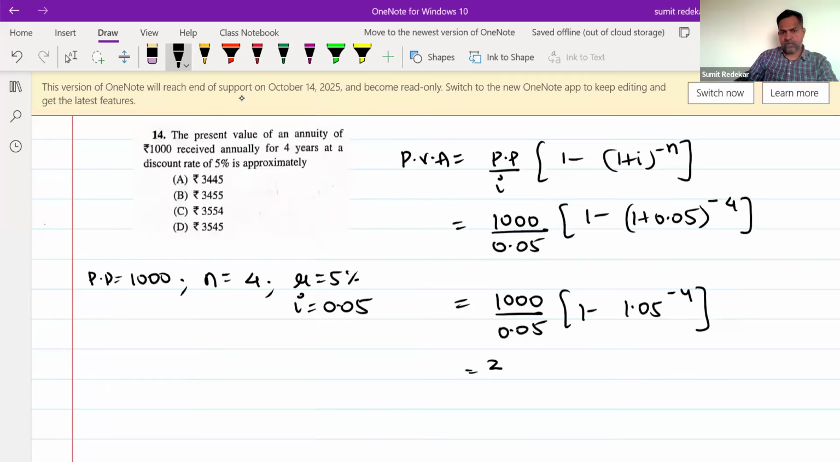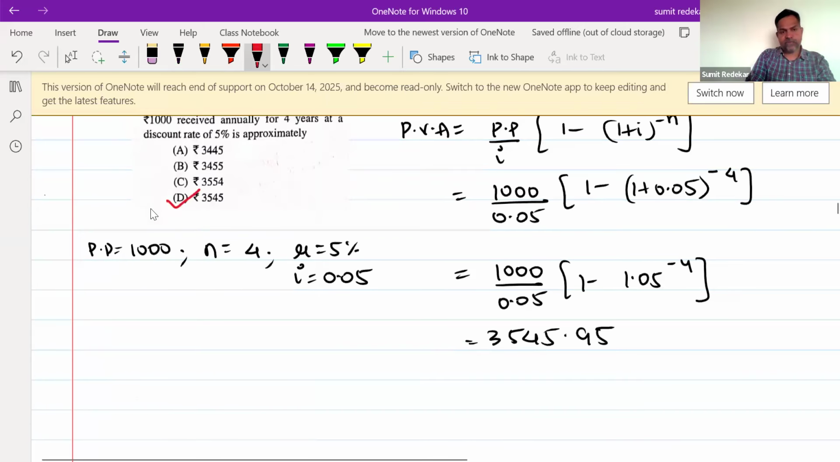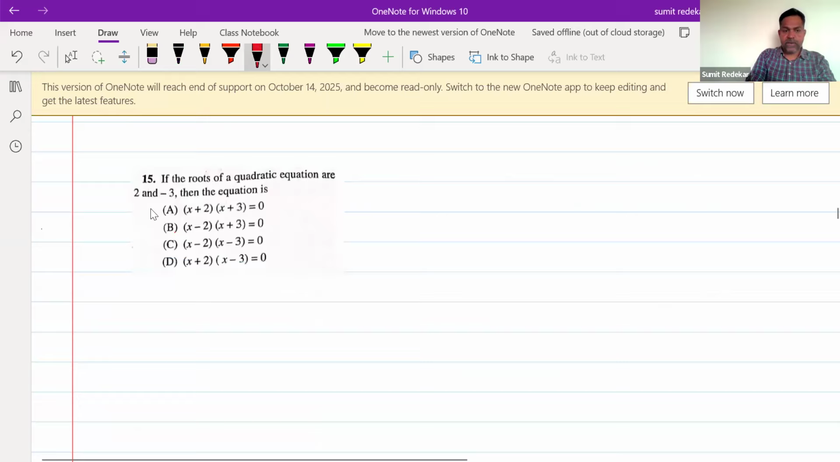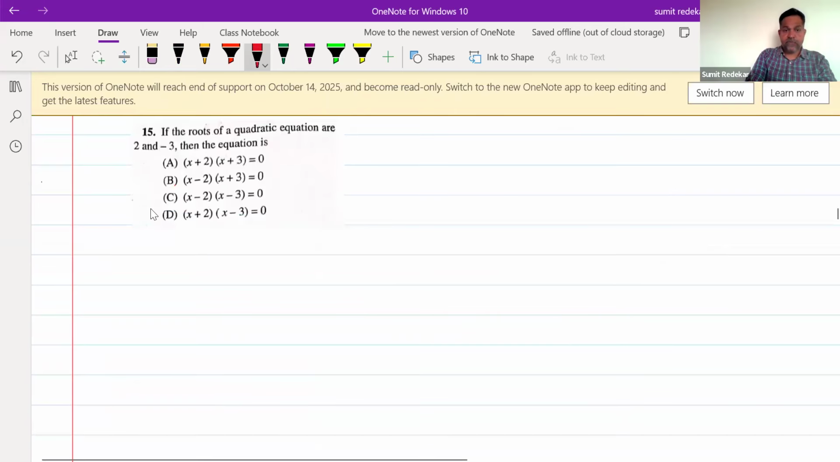3545.95. So it's 3545.95. So 3545, D is the closest that we have. So can I say the present value has to be D, 3545. Quickly moving on to question number 15.